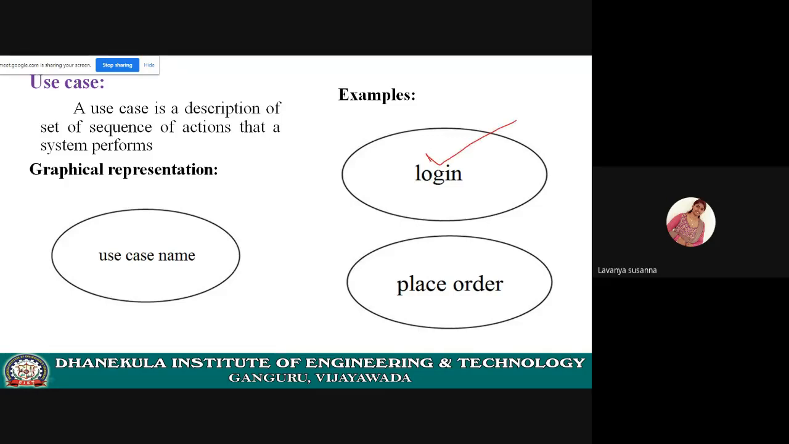To log into the system, some set of operations must be performed, right? That means you need to enter your username, enter your password, and then submit. These are all the operations you have to do. Use case is nothing but some functionality or description which has a set of operations to perform. Next, place order.